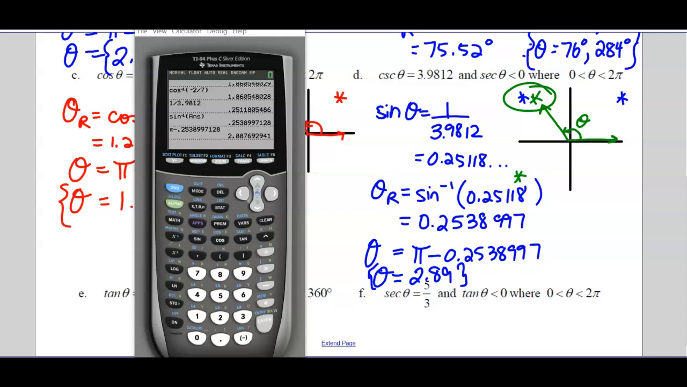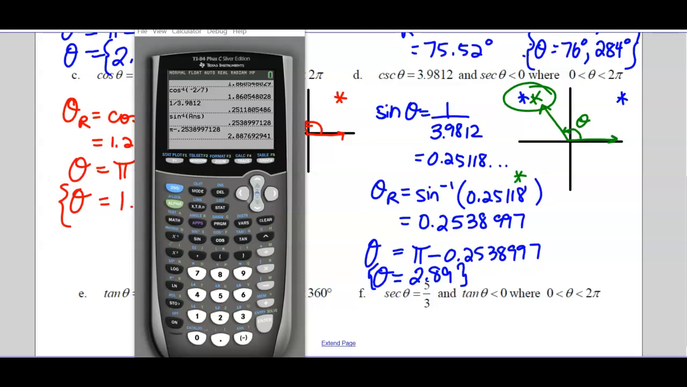Now you can see if I had done, well, yeah, that's positive anyway. So if you had just done this here and left it, you would have got it wrong, because that's the reference angle. That's in the first quadrant. Remember, there's two that give you a positive sine.